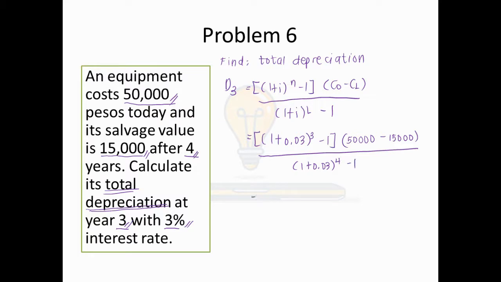Okay, so you proceed with the calculation and then you should have the final answer, which is 25,858 pesos and 30 centavos, meaning to say the total depreciation of the equipment at year 3 is 25,858 pesos and 30 centavos.